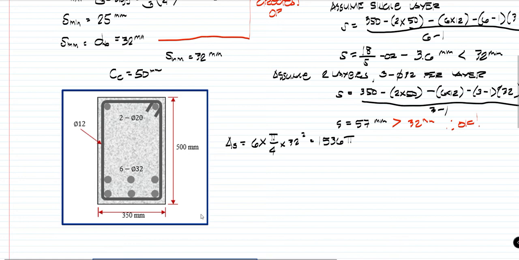Next value na kukunin natin will be the compression steel area, which is A prime S. So that will be 2 times pi over 4 times 20 squared. So that will be equivalent to 200 pi. Now na nakuha na natin yung mga steel area, next natin kunin is yung mga effective depth, yung concrete cover, at yung DT, which is the distance from the extreme compression fiber of the concrete to the farthest reinforcement.